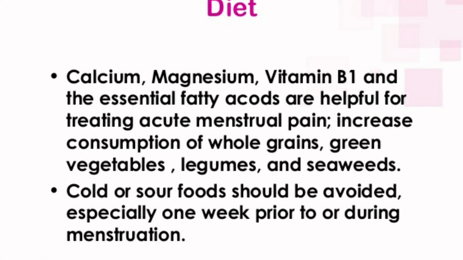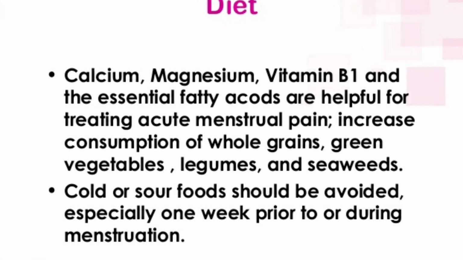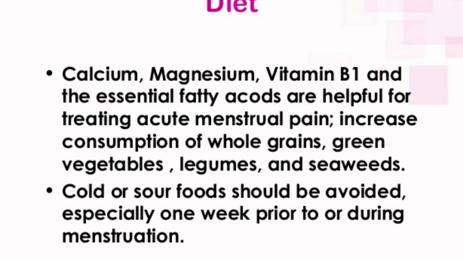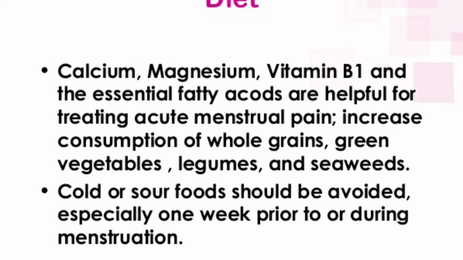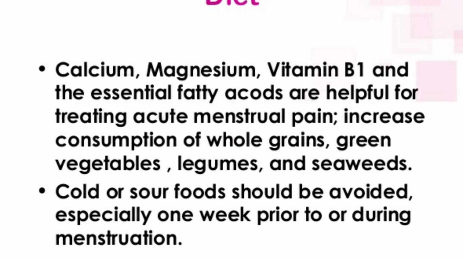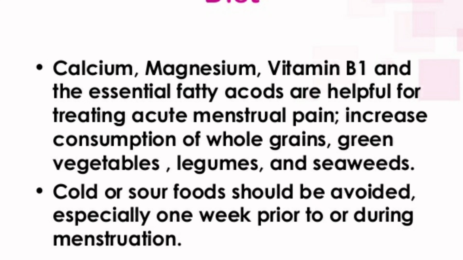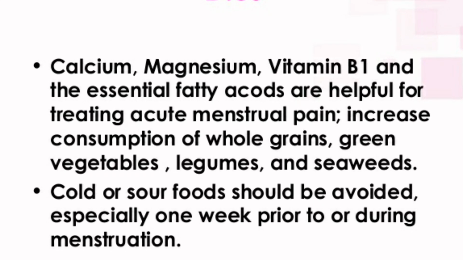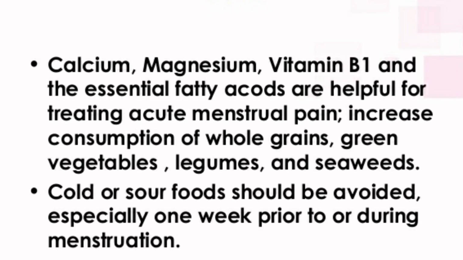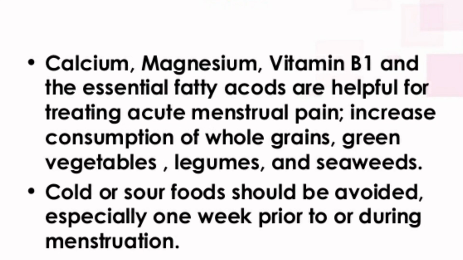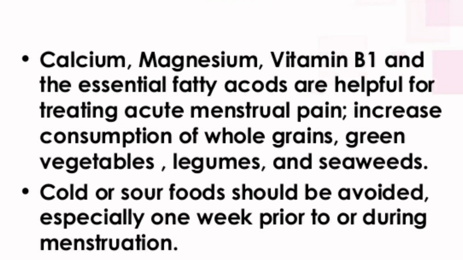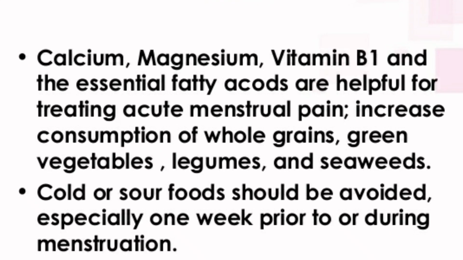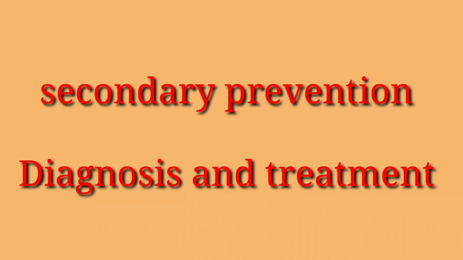Diet: calcium, magnesium, vitamin B1, and essential fatty acids are helpful for treating acute menstrual pain. Increase the consumption of whole grains, green vegetables, legumes, and seaweeds. Cold or sour food should be avoided, especially in the week prior to or during menstruation. Secondary prevention is in the diagnosis and treatment.